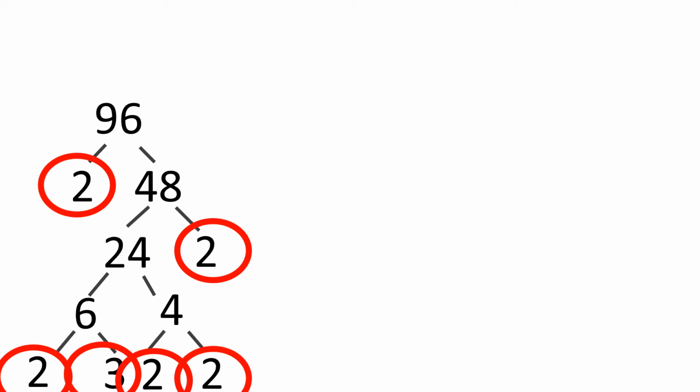And now we circle all the prime numbers. 2, 2, 2, 3, 2, 2. And we write it on top. 2 times 2 times 2 times 3 times 2 times 2.